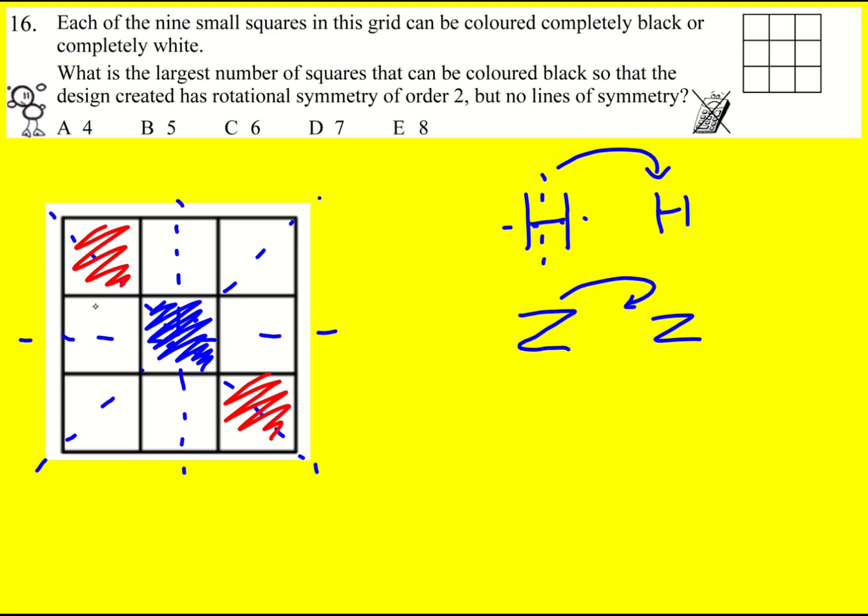And I can do that actually by shading this one, which means I have to shade that one to keep my rotational symmetry. And so I've managed to shade 5 of them, and I've tried to justify why, well, 8 is not going to be possible because you would just have a single square somewhere, and I think you're definitely going to get some lines of symmetry there.